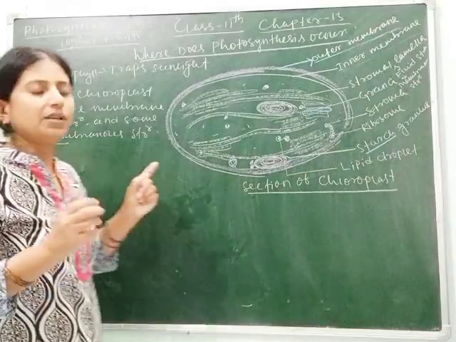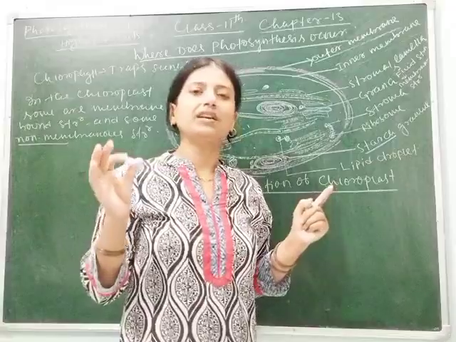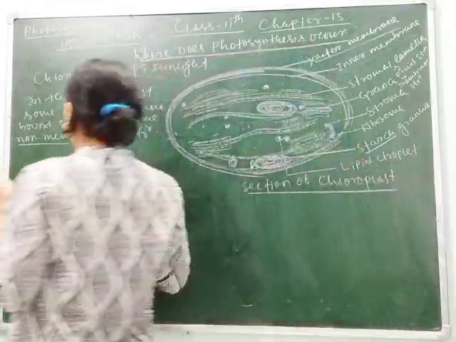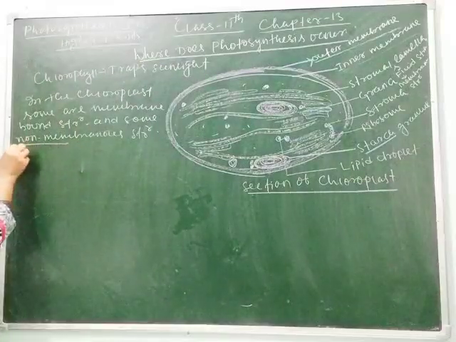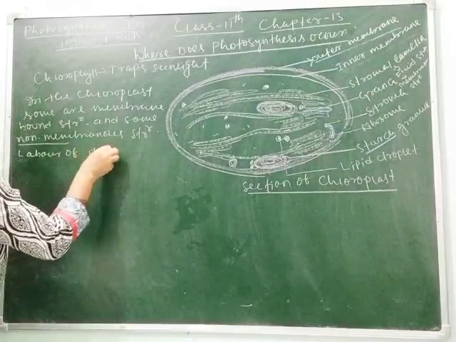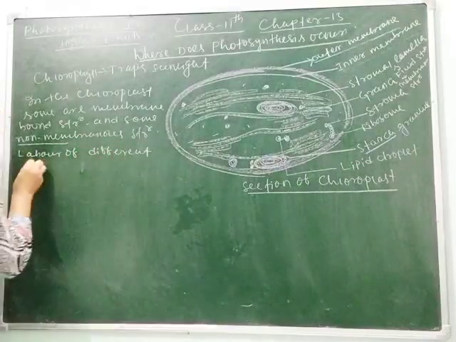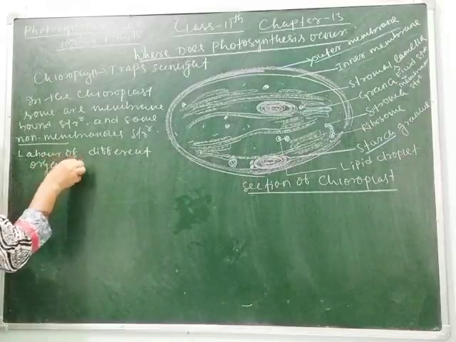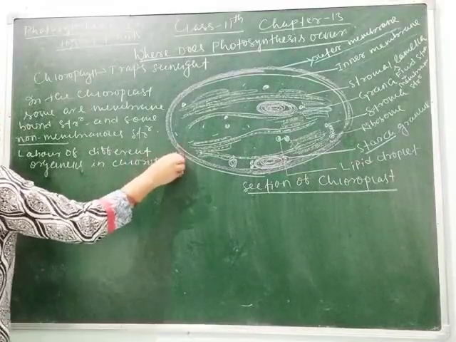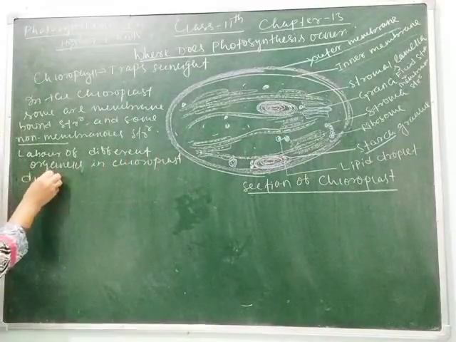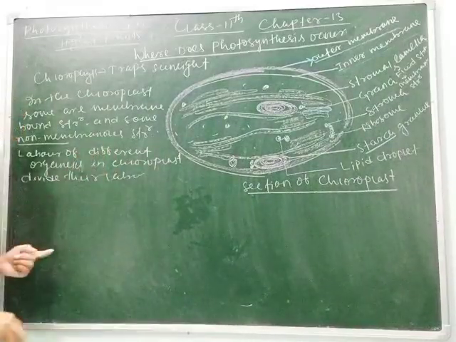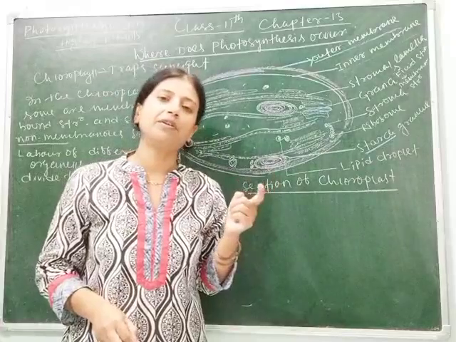Remember students, the function is clearly divisible, means the labor of different organelles inside the chloroplast is clearly divisible. So we can see here the different organelles in the chloroplast divide their labor. Divide their labor means they have different functions. Each organelle has a separate function.